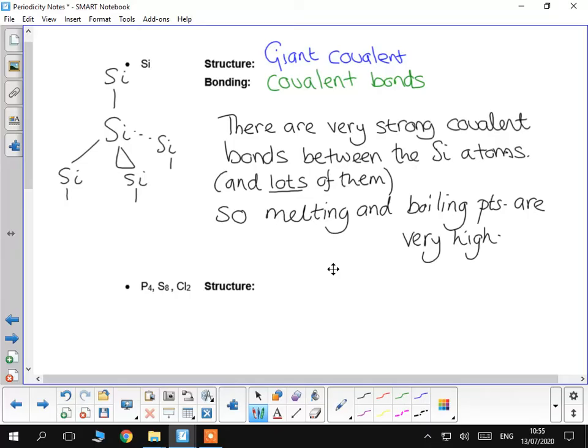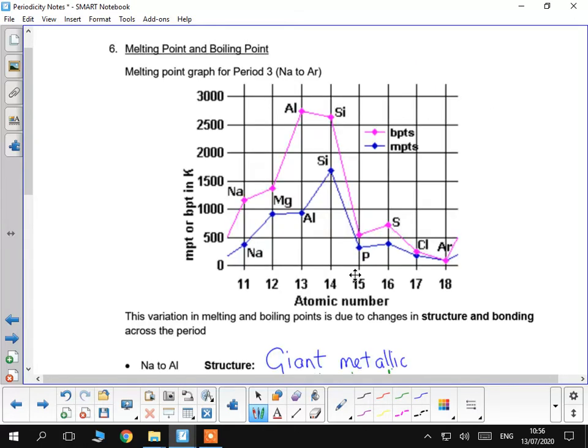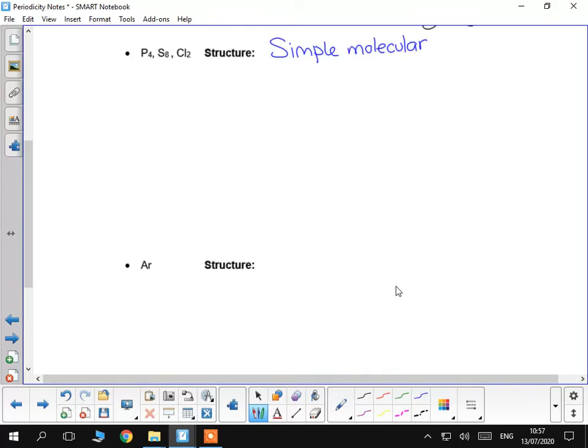Looking back at the graph again, we're now going to have a little look at the P, S and Cl, the phosphorus, sulfur and chlorine, why they're much lower, and the trend between those three also. You may recall both phosphorus, sulfur and chlorine, in particular chlorine, when we mapped that with the halogens, they have simple molecular structures. So the bonds that break are the intermolecular forces between the molecules. So they've got weak van der Waals forces between the molecules.